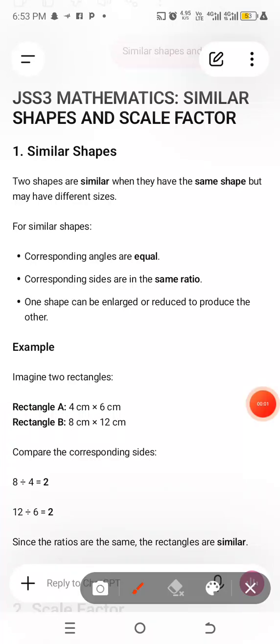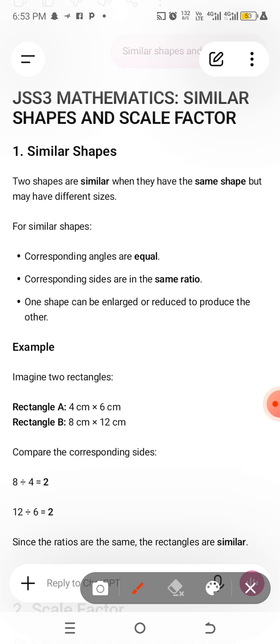So welcome back. We look at similar shapes and scale factor. Now, what do we know as similar shapes? Similar shapes are two shapes that have the same shape but different size.